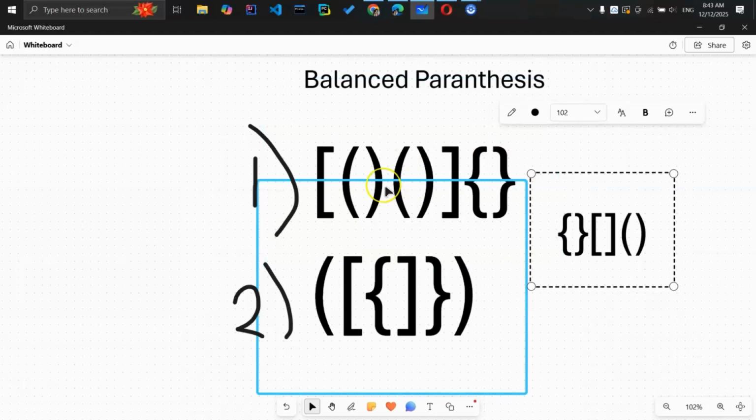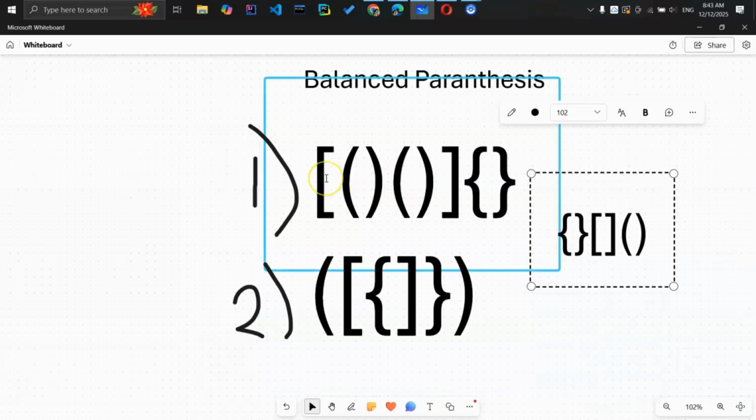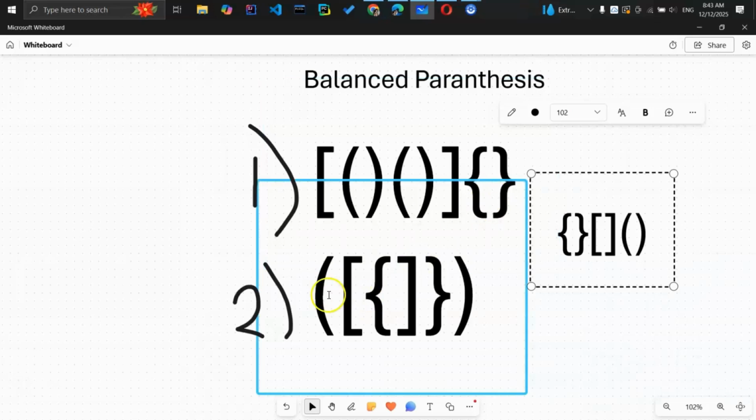Is this balanced? Yes, this is a balanced one because each opening bracket has a corresponding closing bracket. See, it is neat. What do you think about the second one? Let's check one by one.